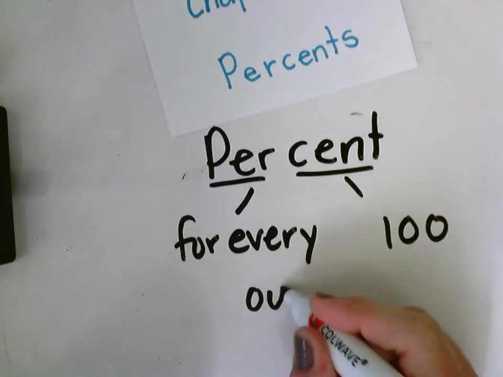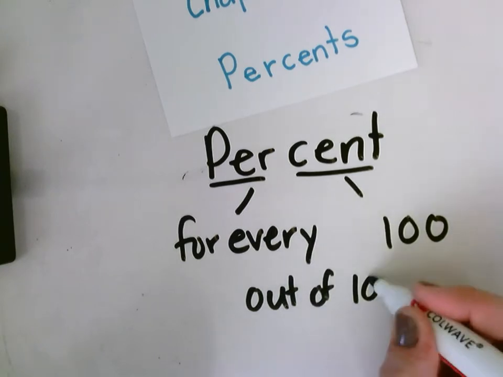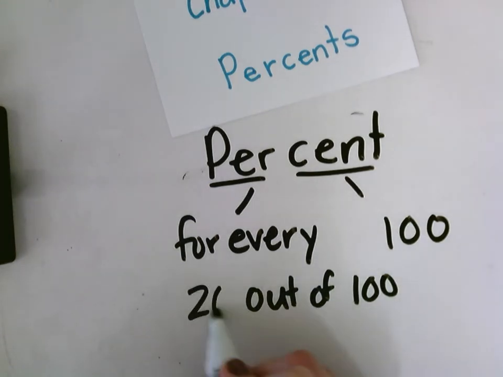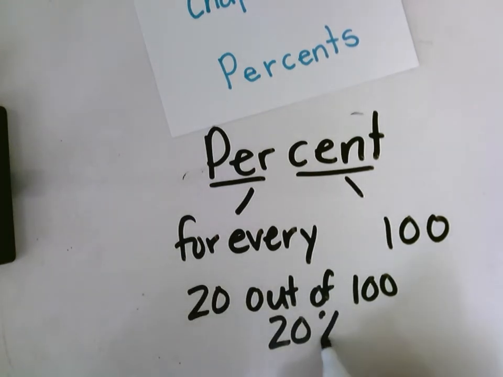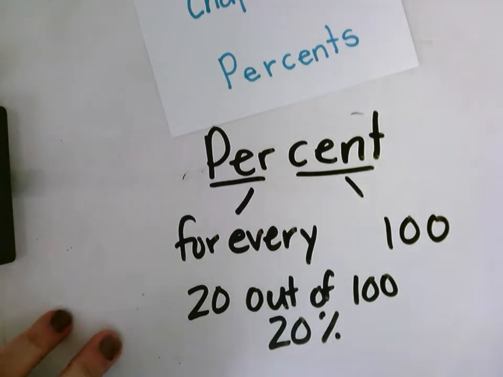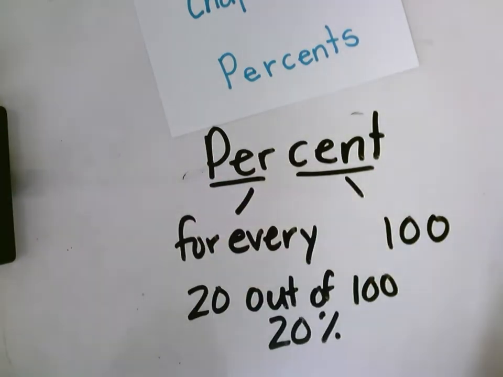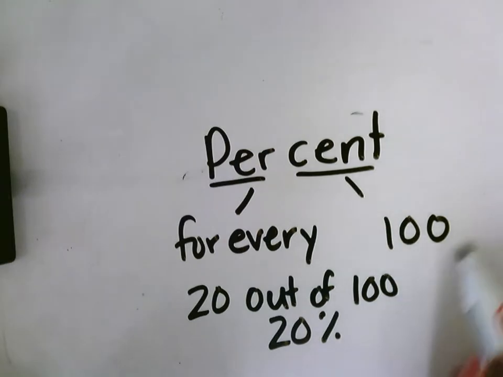Or it could be out of 100. So if there was 100 kids and 20 of them didn't have shoes on, 20% of the kids wouldn't have shoes. 20 out of 100, we can write that as 20%. Okay? 20 out of 100 is 20%. 60 out of 100 is 60%. 80 out of 100 is 80%. It's talking about an amount out of 100. So when we're talking about percents, we're always looking at something where the whole, the total is 100.